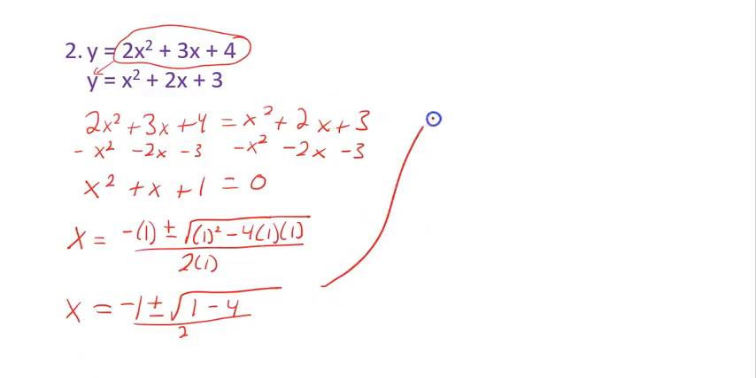And then if I come up here and simplify, I have x equals negative 1 plus or minus the square root of negative 3 over 2. Now, that square root of negative 3, you may remember from a previous math class, is an i. And so that's an imaginary number.